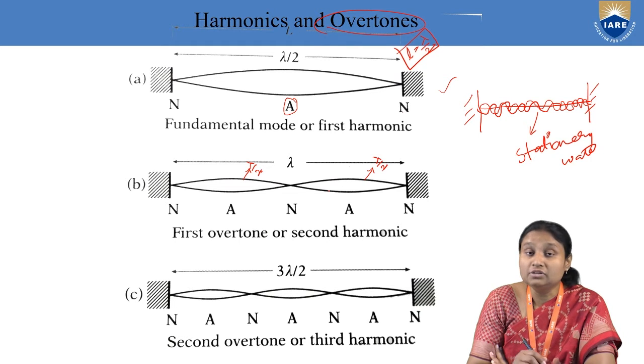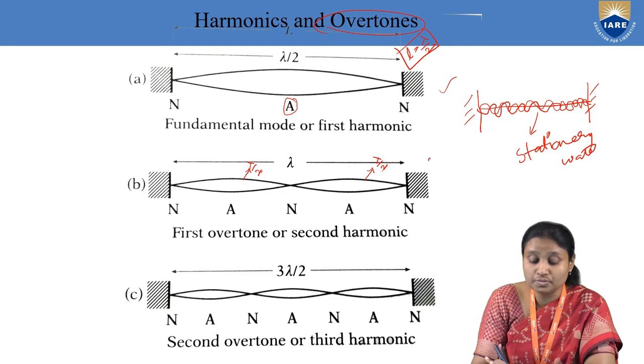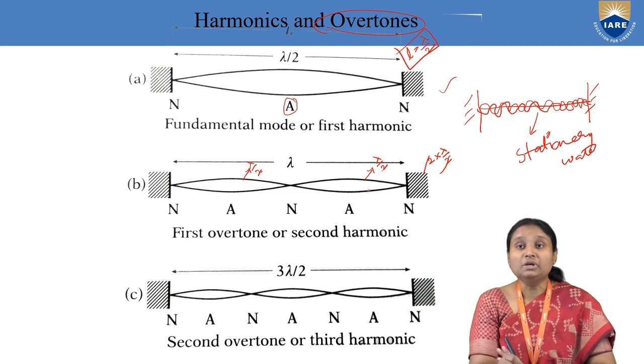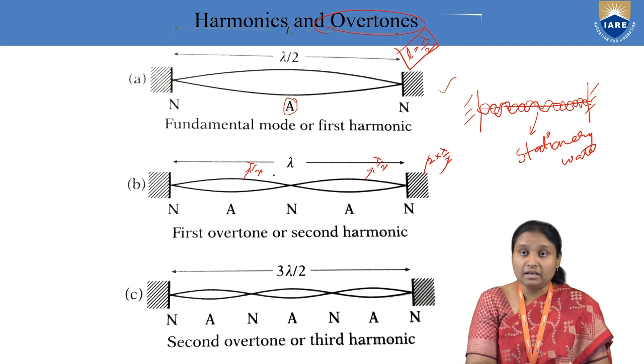So what is the total length of this string? Total length of this string is, because there is formation of two loops, 2 into length of each loop, that is lambda by 2. So total length of this string comes out to be lambda.